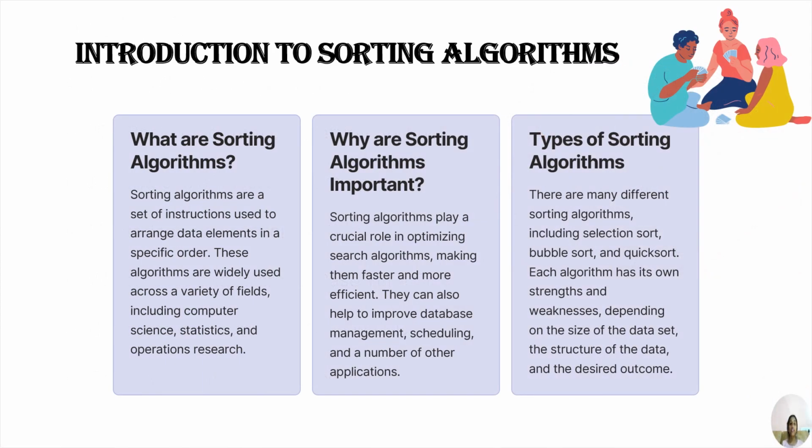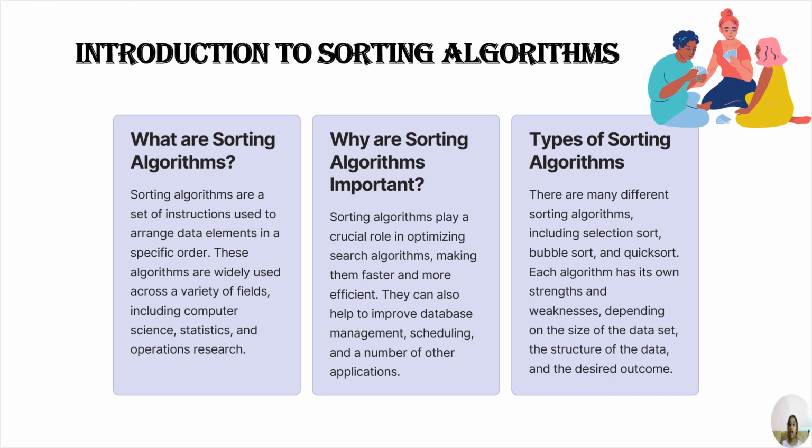Next, we move on to the introduction to sorting algorithms. What are sorting algorithms? Sorting algorithms are the set of instructions used to arrange the data elements in a specific order. The algorithms are widely used across a variety of fields, including computer science, statistics, and operations research. Why are sorting algorithms important? Sorting algorithms play a crucial role in optimizing search algorithms, making them faster and more efficient. They can also help to improve database management, scheduling, and a number of other applications.